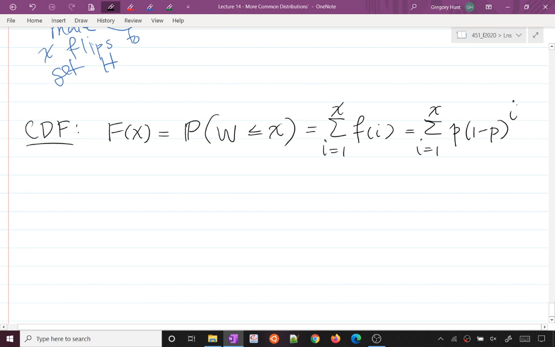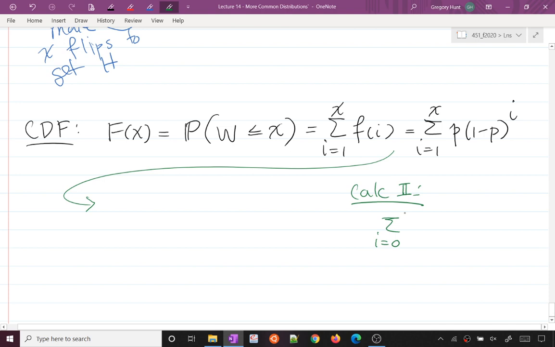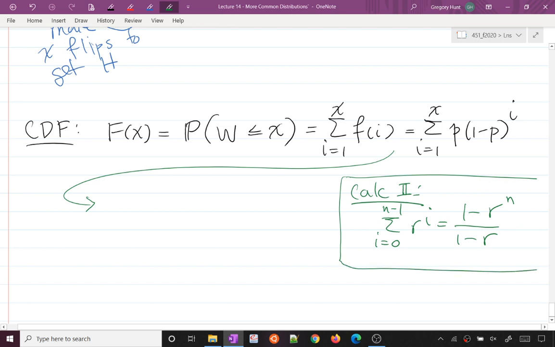And this just recalls, actually, derive a closed form for this. It involves remembering, say, from Calc 2, that if I sum i goes 0 to n minus 1 of r to the i, this is 1 minus r to the n over 1 minus r. So this is the partial sum for a geometric series. And that's pretty much what we have here. We've got to rewrite it because our index currently isn't in the right form.